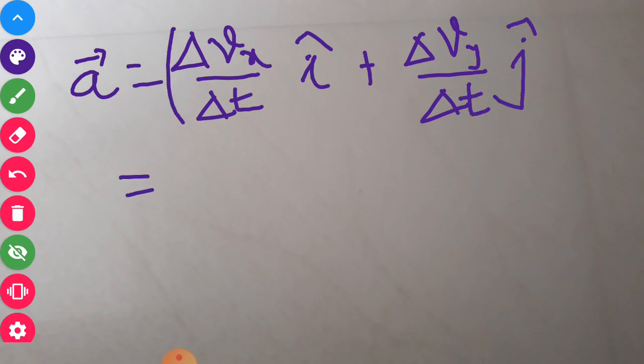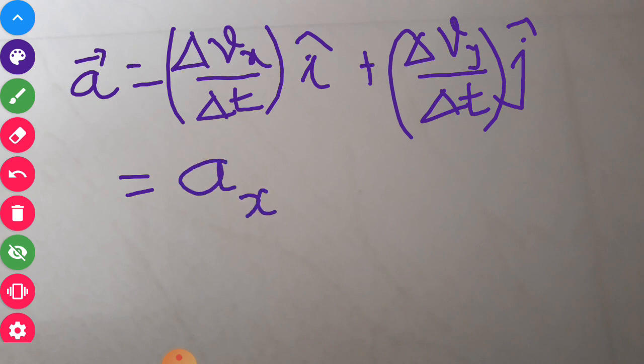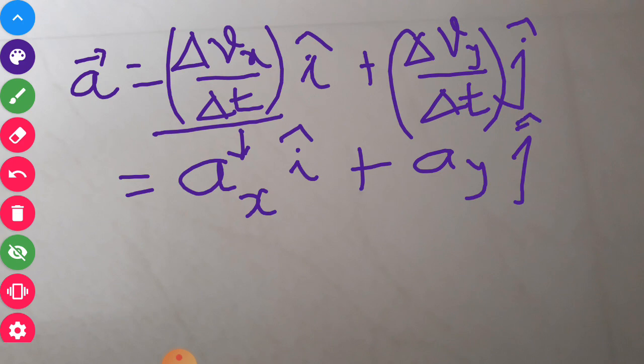So this becomes the change in velocity in x direction, this becomes the change in velocity in y direction, and this can be taken as the x component of acceleration because it is change in velocity per unit time, or with respect to time, in x direction. That is why it is taken as ax i cap, and this is nothing but ay j cap. So this is the equation of average acceleration.